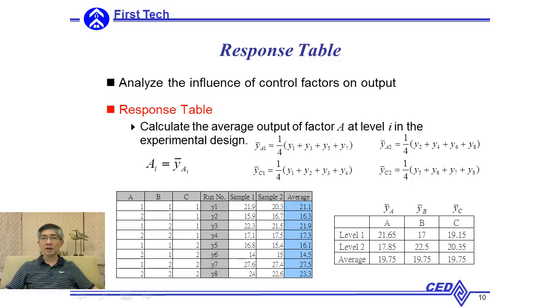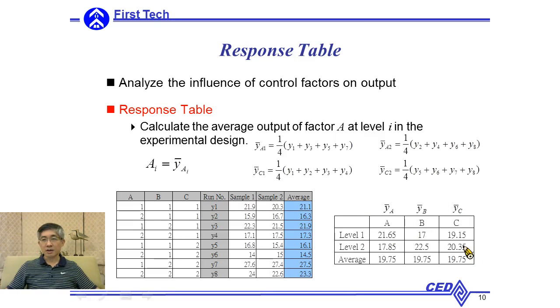Similarly, we can get the average output for factor B1, B2, and also for factor C at C1 and C2. And we can put all the average outputs over here, and this is called the response table. For each variable A, B, C, the average output when A is set at level 1 will be 21.65. Same thing for factor B. At level B1, the average output will be 17.